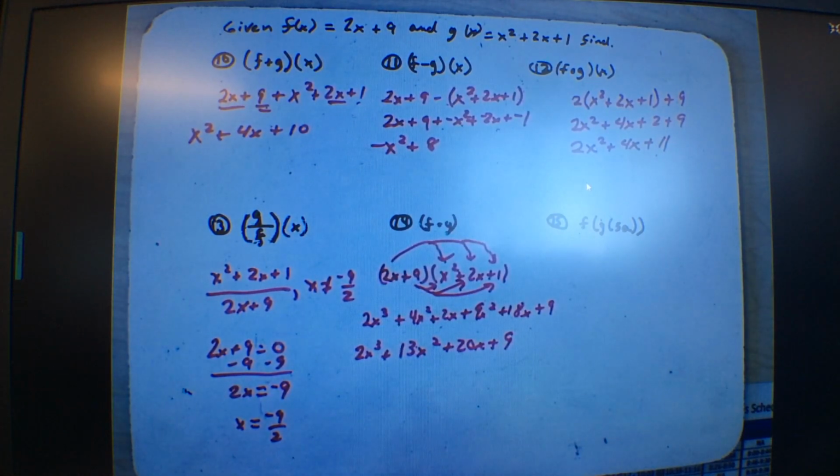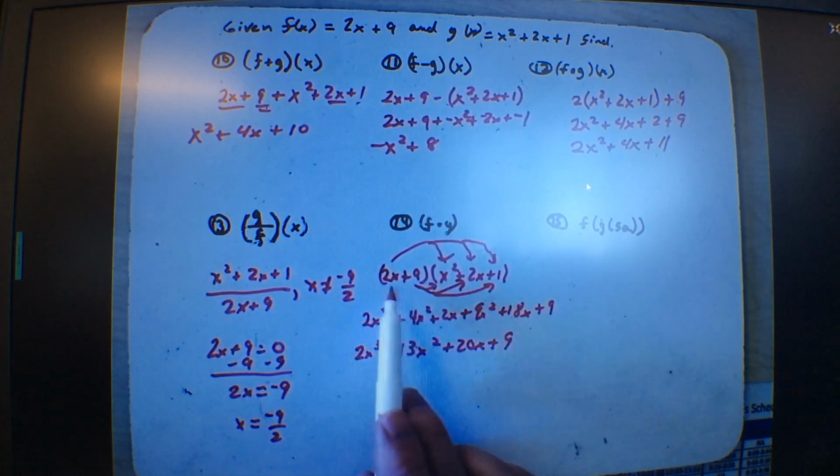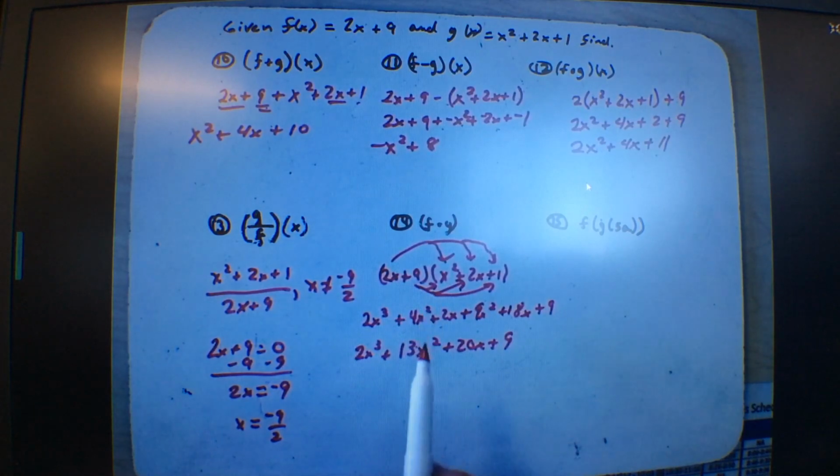Question? Wait, where did you get that? Oh, from the first one, to the third power. 2x times x squared is 2x cubed.